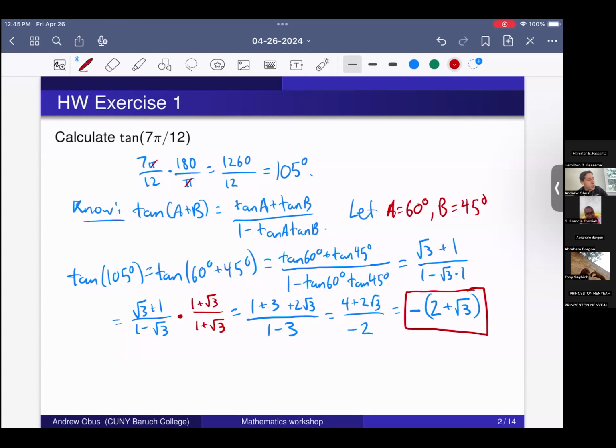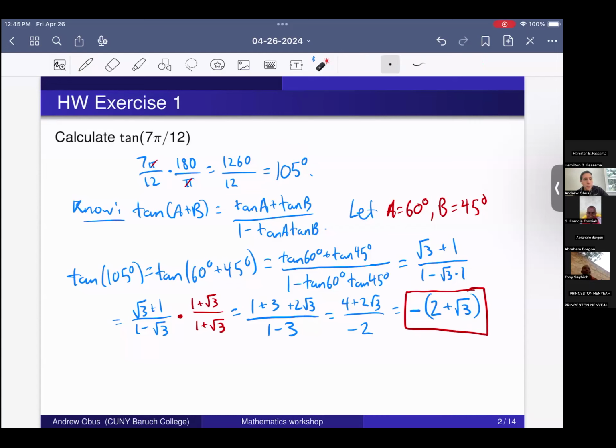Okay. And it's good to just check that this is a negative number, right? 105 degrees is in the second quadrant, right? So we know that tangent is negative in the second quadrant. So it's at least a good check on our answer that we should have a negative answer. And that is exactly what we have here. We have a negative answer.